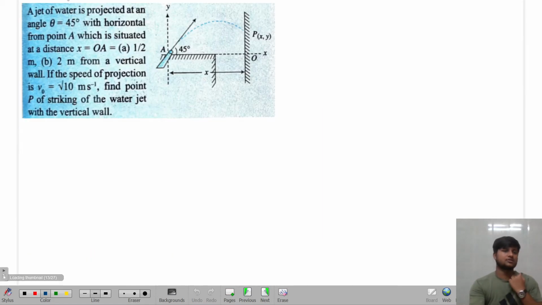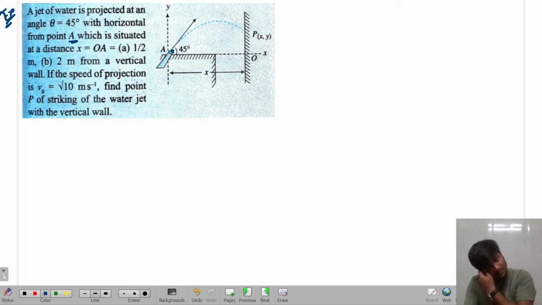Now look over this question number 1, or extra, you can say, star mark. It is saying, a jet of water is projected at an angle of theta equal to 45 degrees with the horizontal from point A. So this is my point A. Is this question visible to all of you or not? Tell me. Okay, so what is the question?